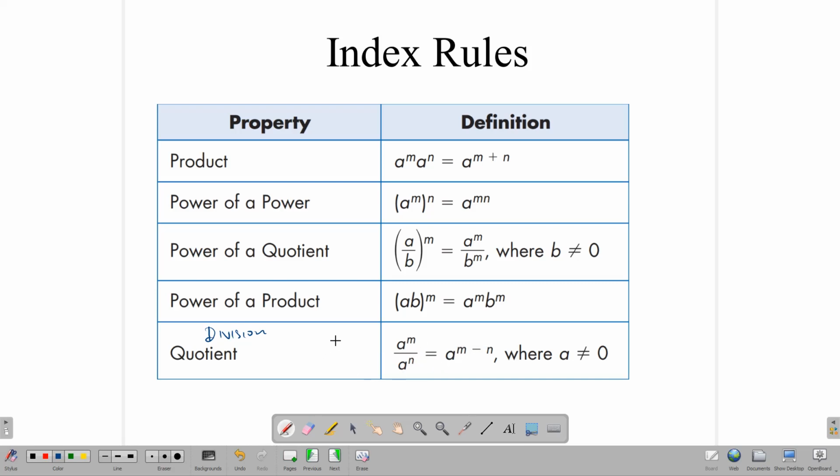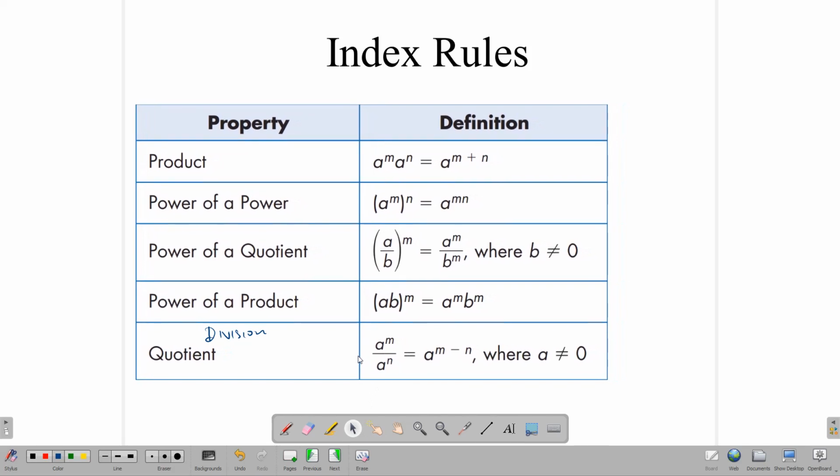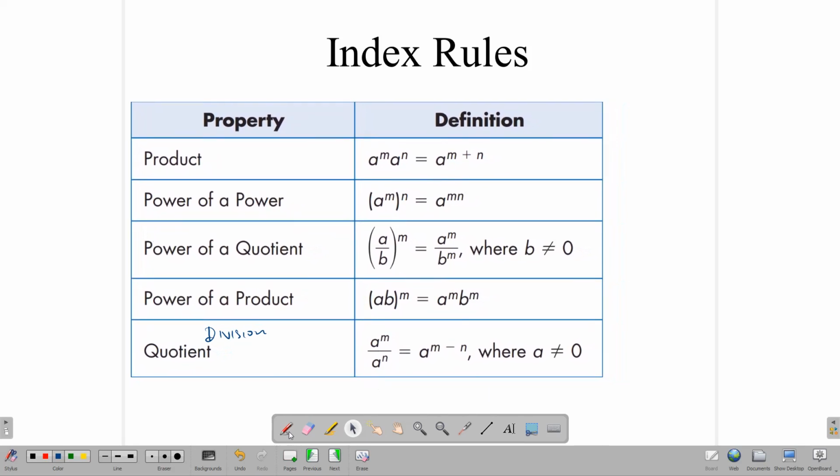Also, something that comes up often here, which we need to remind ourselves of, is negative indices. So we can remind ourselves here that a to the minus m can be simply written as 1 over a to the m. Those are very important and tend to pop up a lot when you're doing indices and exponential equations.